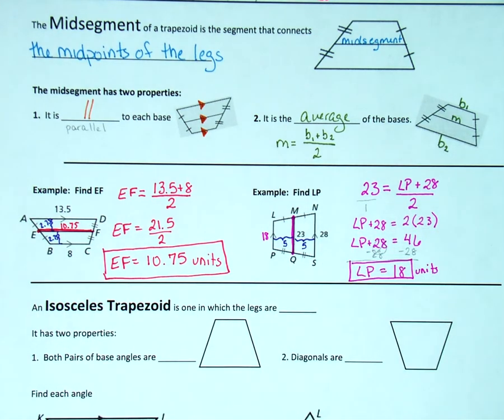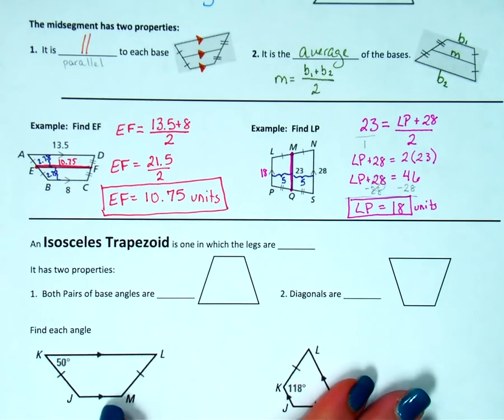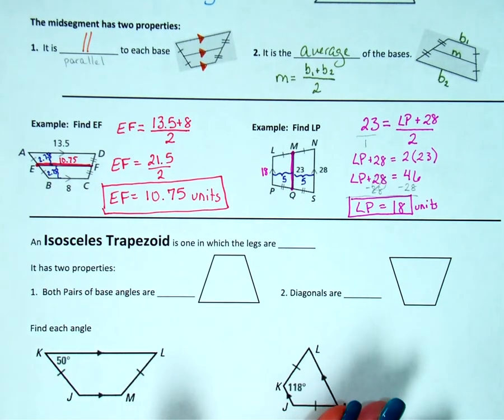Okay? Alright, in the next video, we are going to look at what it means to be an isosceles trapezoid. And spoiler alert, it's very similar to being an isosceles triangle. Alright, so come back and learn all about it.